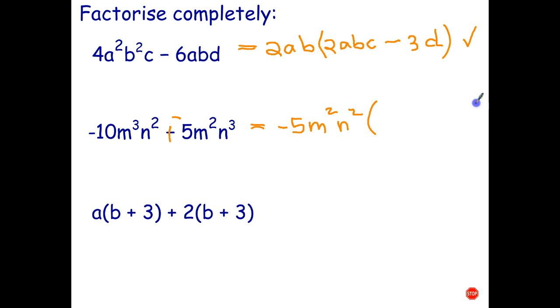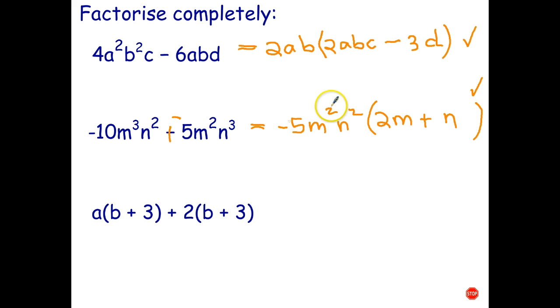Let's see what's left behind in the brackets. Well, negative 5 times 2 gives me negative 10, so I've got a factor of 2. M squared times m gives me m cubed, so I still have 1 factor of m, and I've taken out both factors of n. Plus, okay, I've taken out the factor of negative 5, I've taken out both m's, but I still have 1 factor of n, and that's the best way to write it.